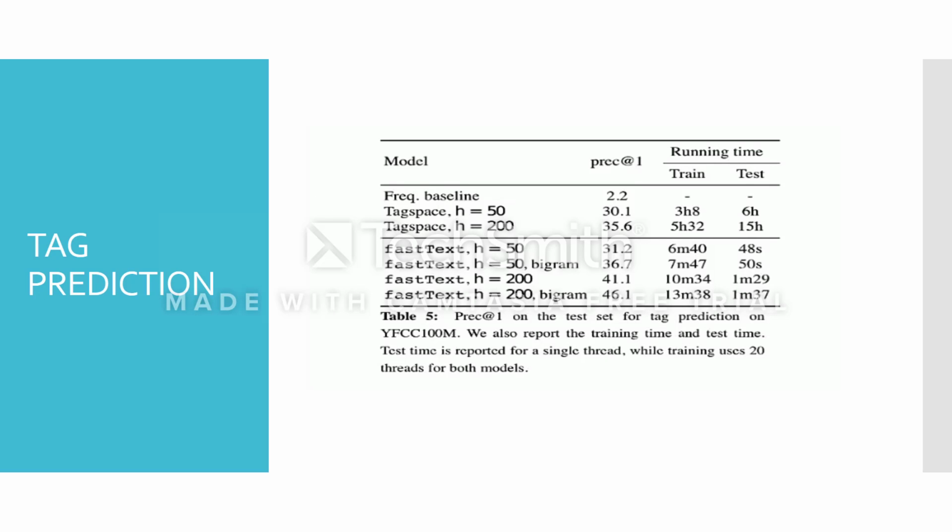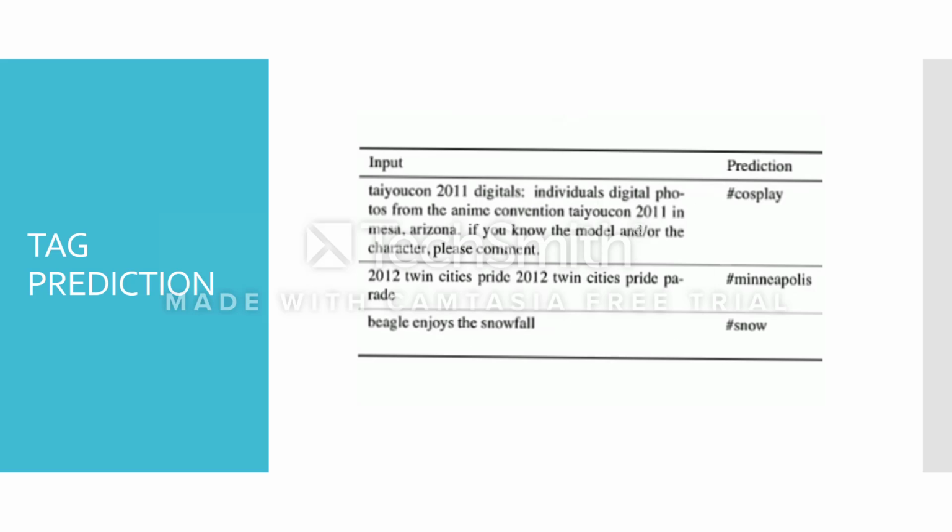And this is, I think, the tag prediction. Even here you can see the time. Tagspace, which is a commonly used classifier for tag prediction, takes around 6 hours and 15 hours. This is able to do it in a matter of seconds, or at max 1.5 minutes. It's really fast. This is what tag prediction is: on Flickr data, suppose you have captions for some of the pictures, it is able to give them a tag.